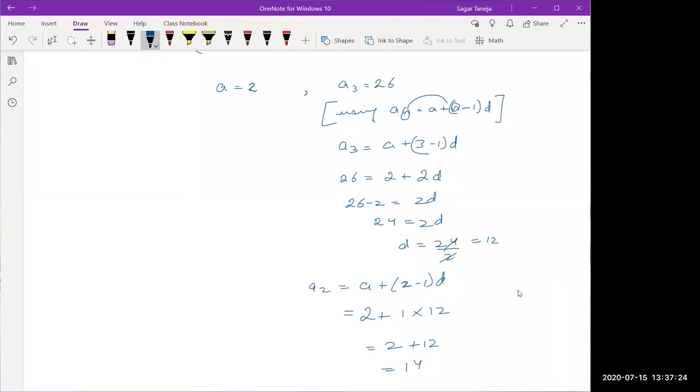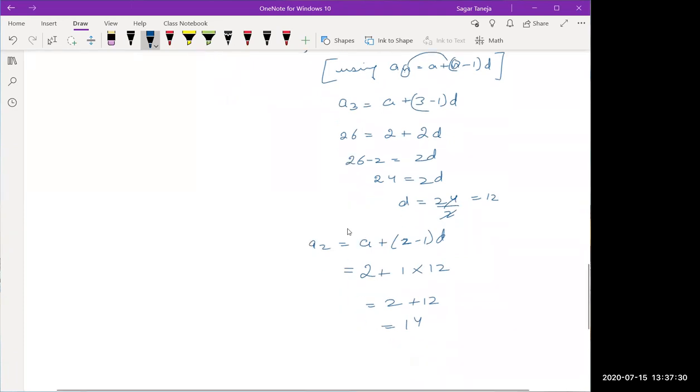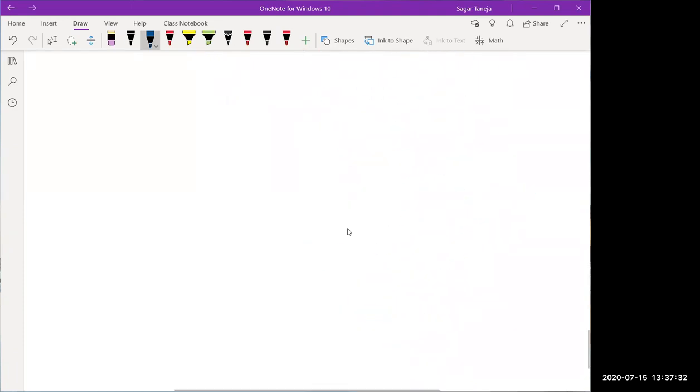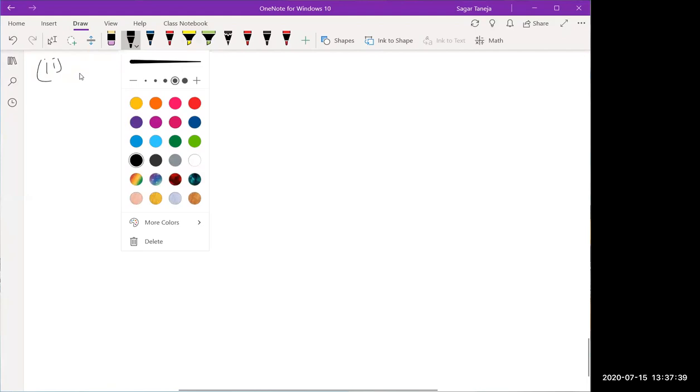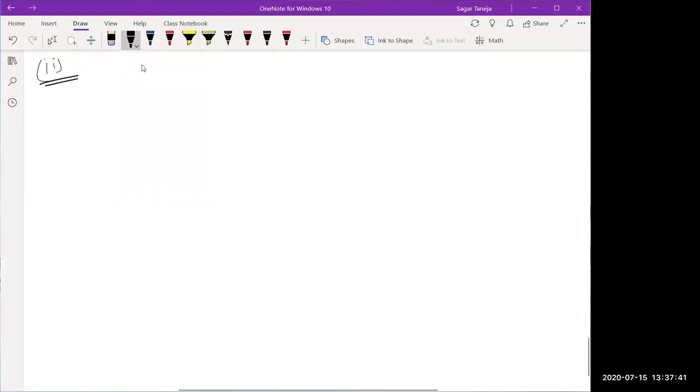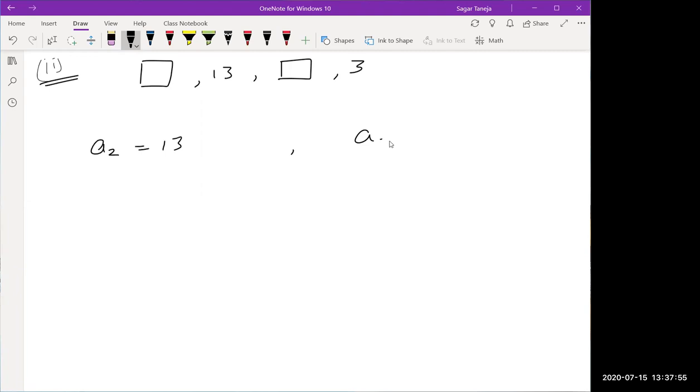Some of the students are active. They are answering very quickly. So we are solving the second part now. Take out the answer of the second also. Second part: the first box, then it is 13, then again the third box, then it is 3. Now what is given? a2 is given and a4 is given.